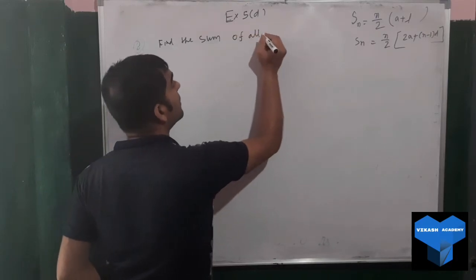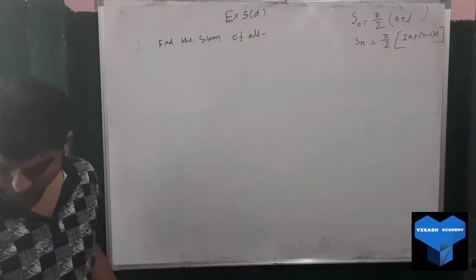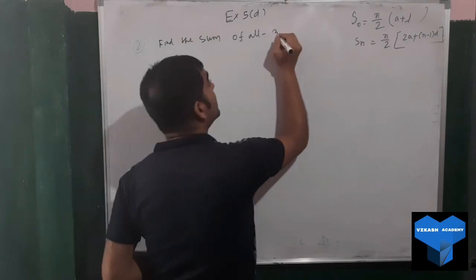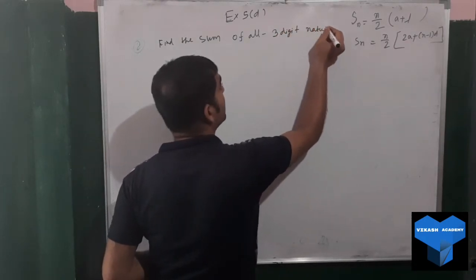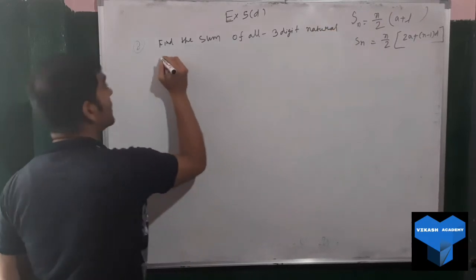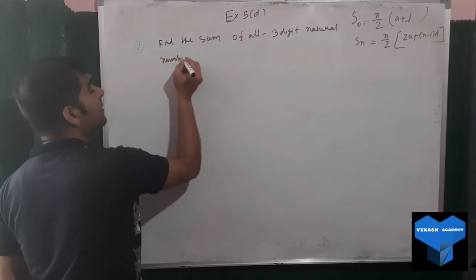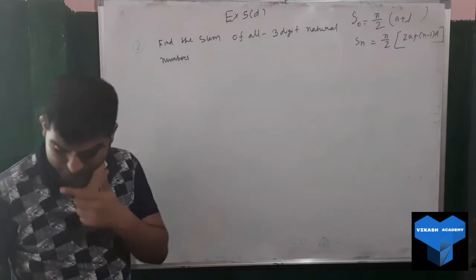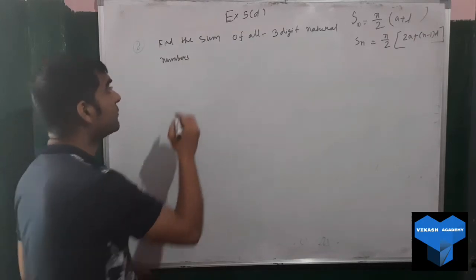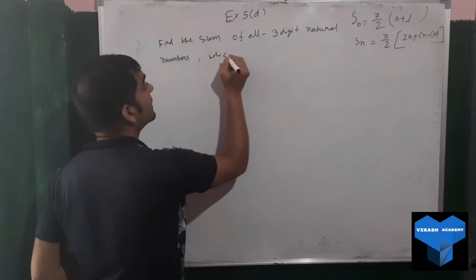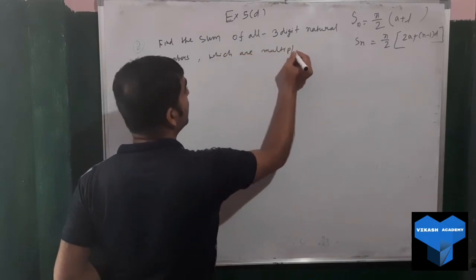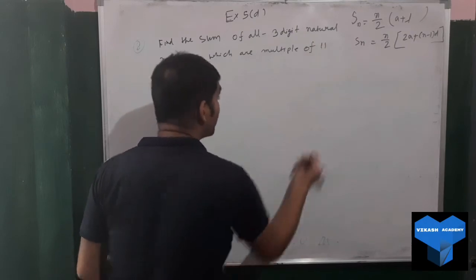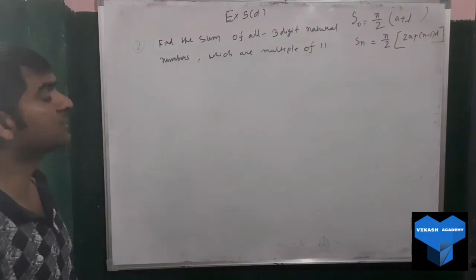Find the sum of all 3-digit natural numbers which are multiples of 11. So whenever the word multiple is given, it means the common difference you will take is 11.